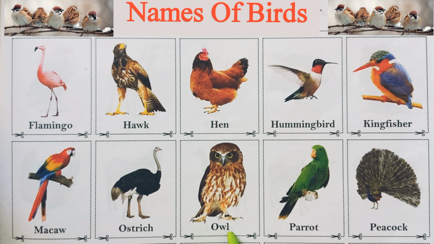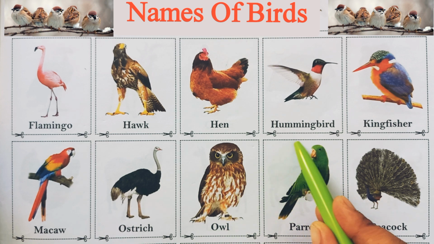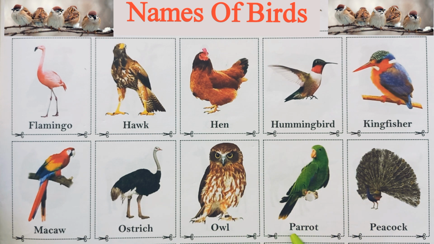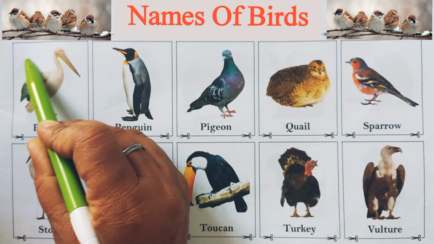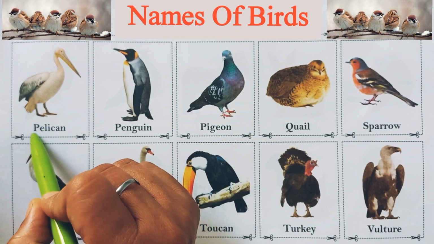O for owl. Parrot. P for parrot. Peacock. P for peacock. Pelican. P for pelican.